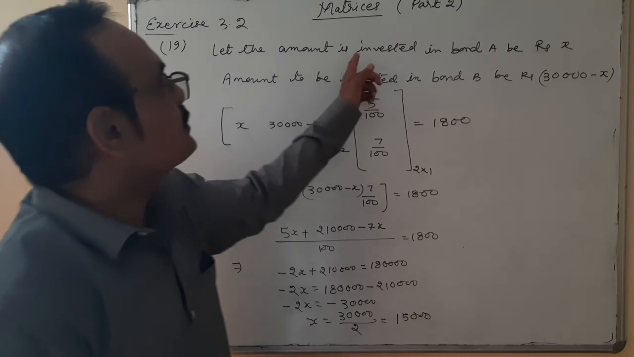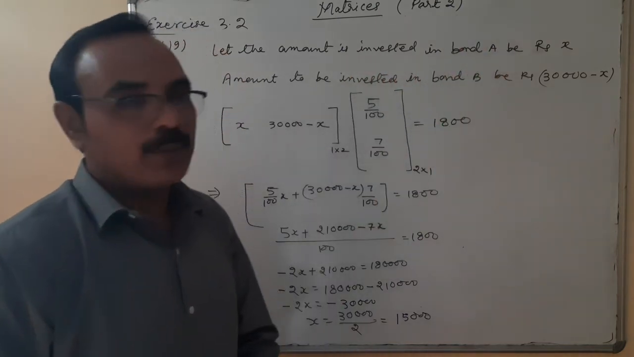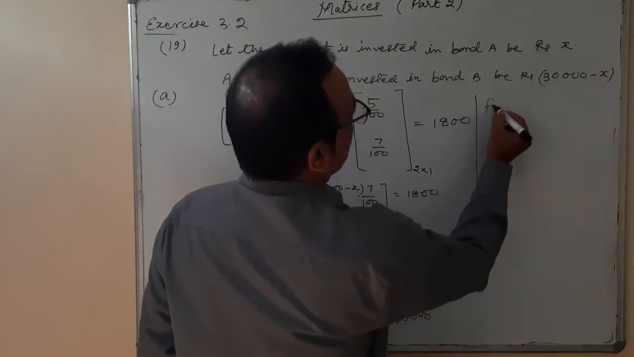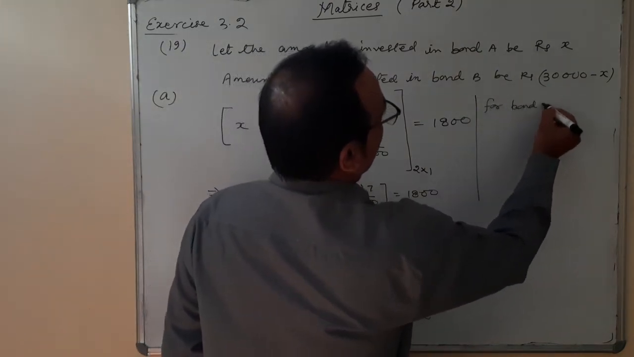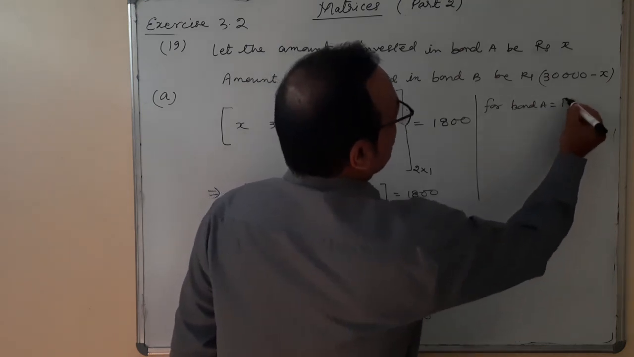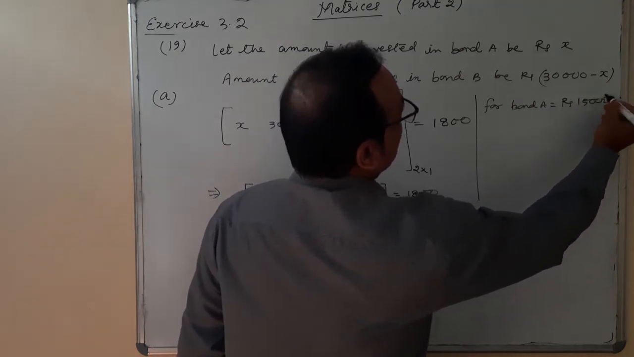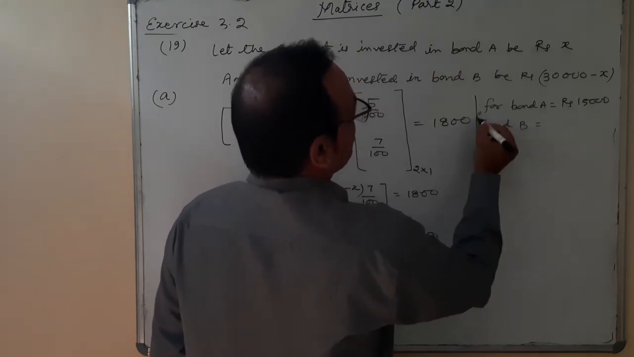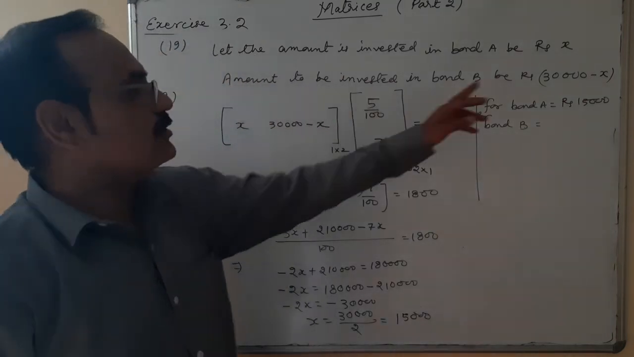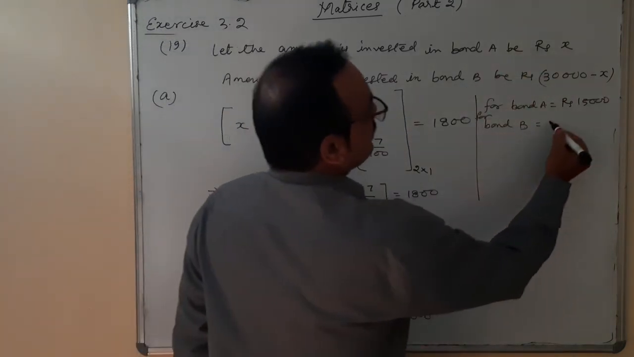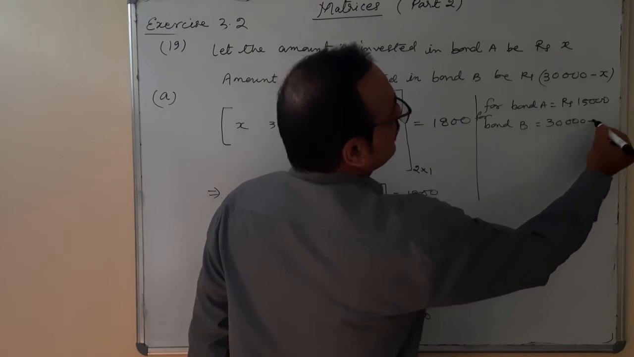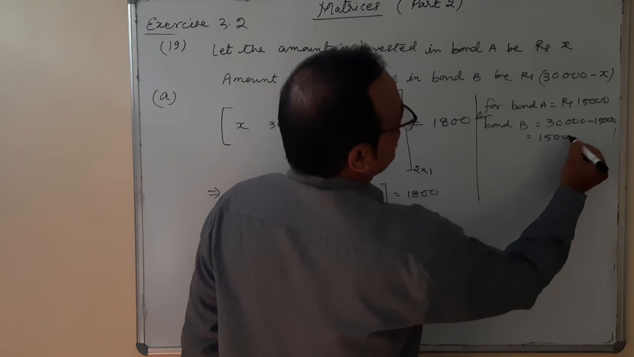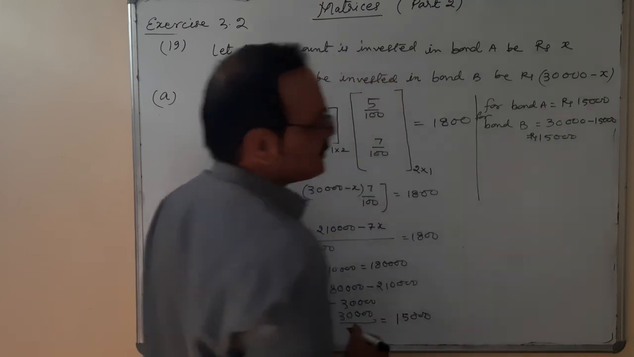So that means the amount invested in bond A is rupees 15,000. For bond B, the amount is 30,000 minus 15,000, so 30,000 minus 15,000 is equal to 15,000. Okay, that is the first.